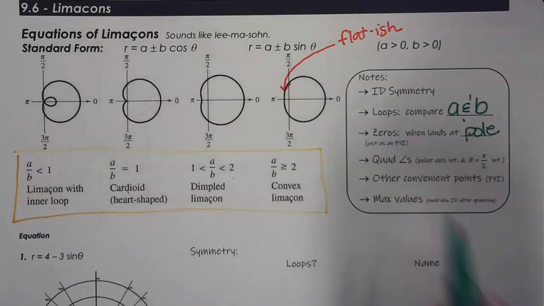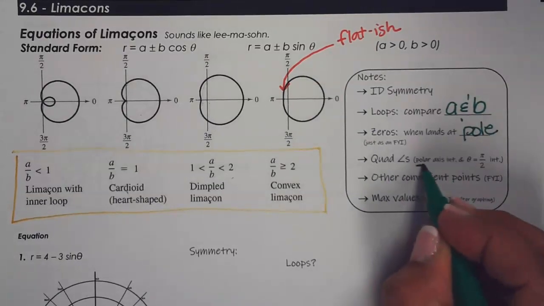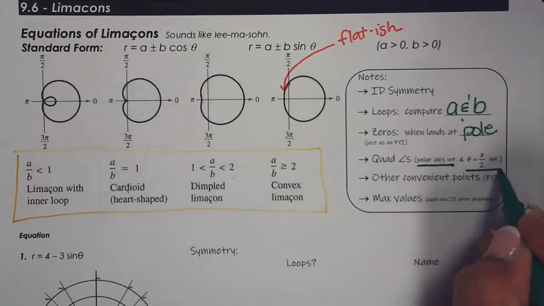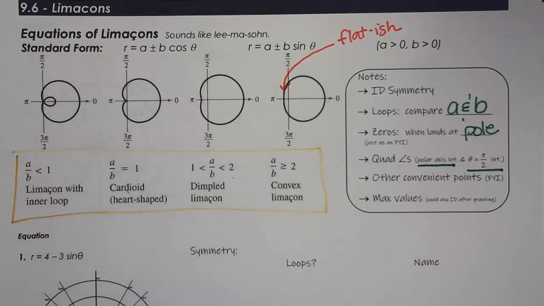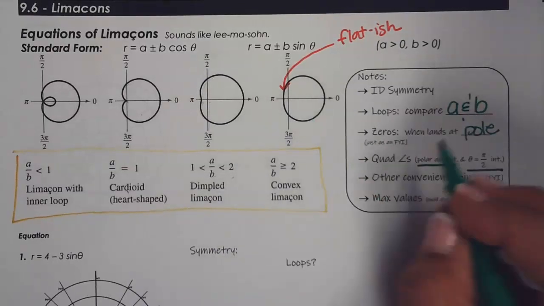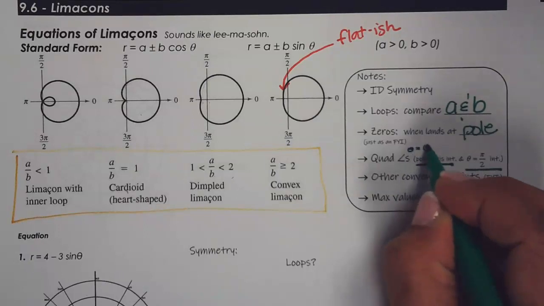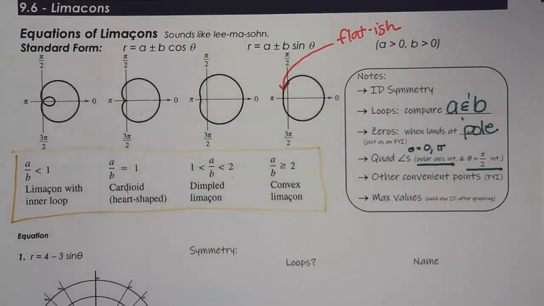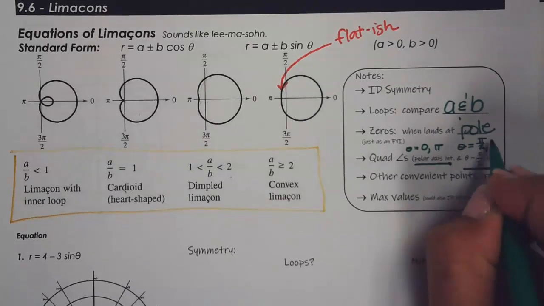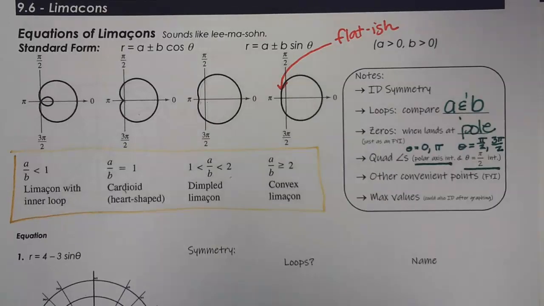And then something called quad angles. We're going to look at where we have polar axis intercepts and theta equals pi over 2 intercepts. So when we have polar axis intercepts, that's where it intercepts what we used to think about as the x-axis. Notice that's going to happen when theta is 0 and when theta is pi. And then the pi over 2 intercepts we're going to find when theta is pi over 2 and 3 pi over 2.